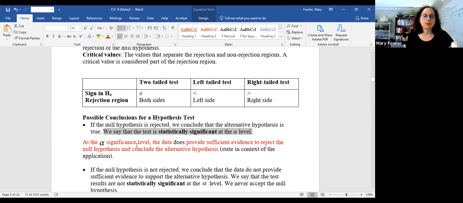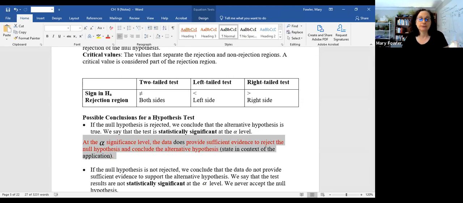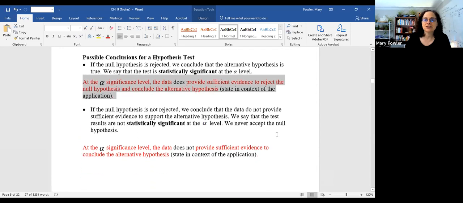And then here would be the conclusion. At the alpha significance level, the data does provide sufficient evidence to reject the null hypothesis. And we'll state that in the context of the application. If the null hypothesis is not rejected, we conclude that the data do not provide sufficient evidence to support the alternative hypothesis. We say that the test results are not statistically significant at the alpha level, and we never accept the null hypothesis.